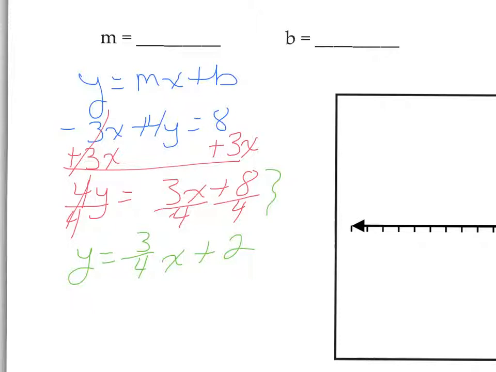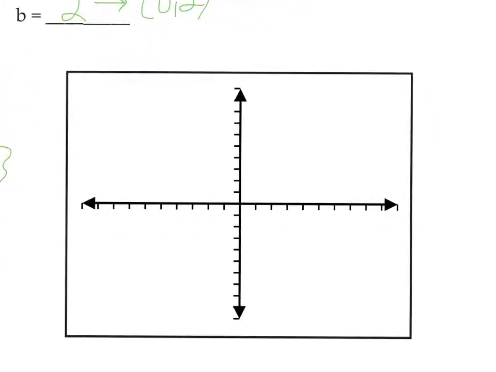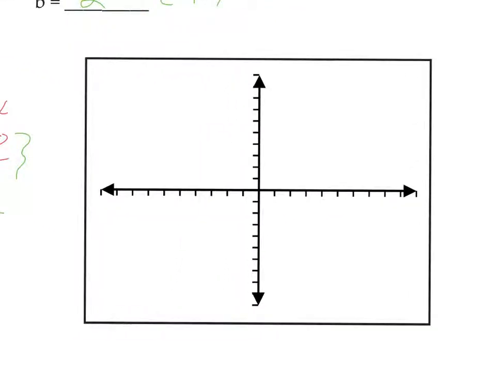So now we can see the slope is 3 fourths, and the b is 2, which gives us a y-intercept of (0, 2). And now we can graph. Starting with the y-intercept of (0, 2), that would be right here. If the slope is 3 fourths, that tells us the rise is 3 and the run is 4. So we can rise 3: 1, 2, 3.